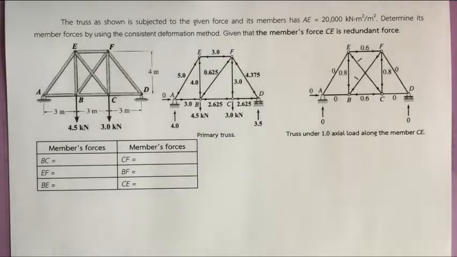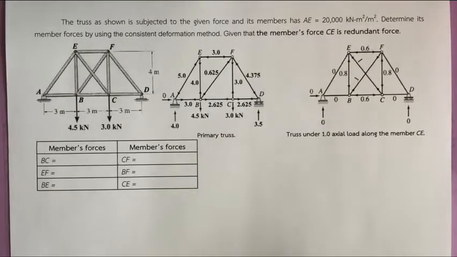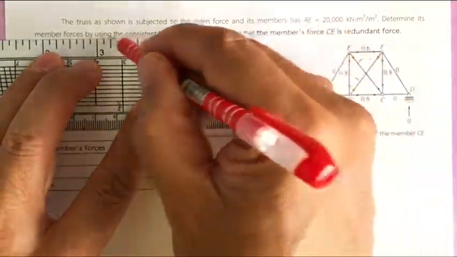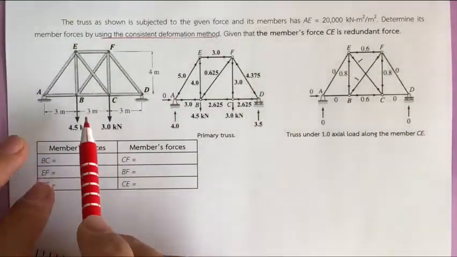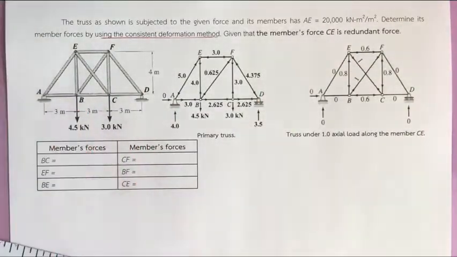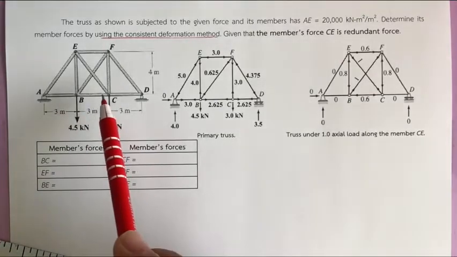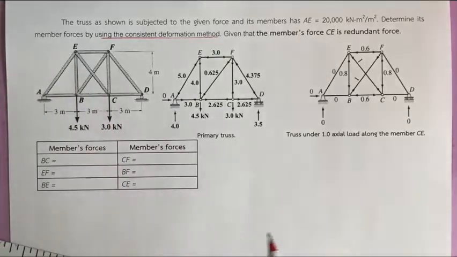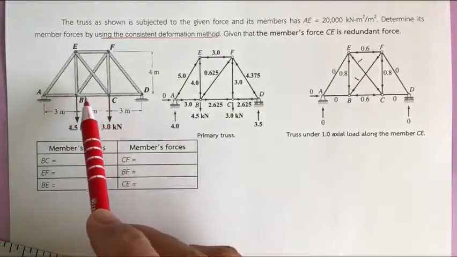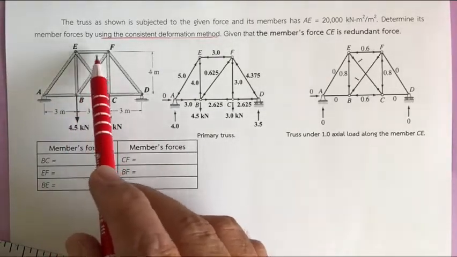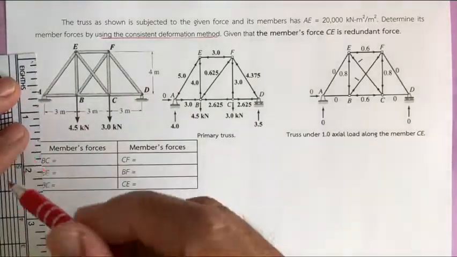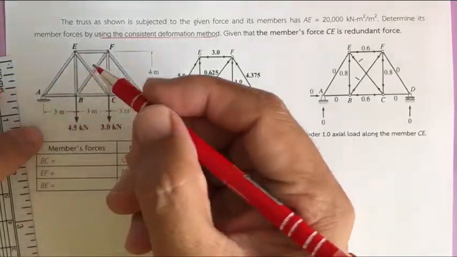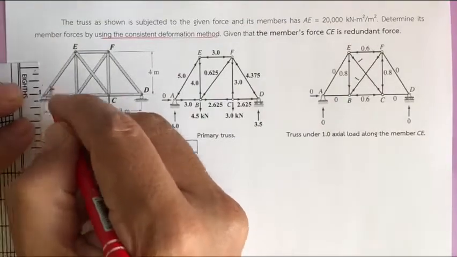Okay, hello students. We are going to study the use of the consistent deformation method to analyze this statically indeterminate truss. This truss has internal indeterminacy, since it has more members in the B, C, E, F interval. And if you consider this truss, you may see A is a pin, right?